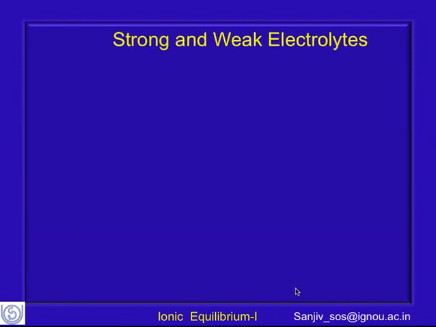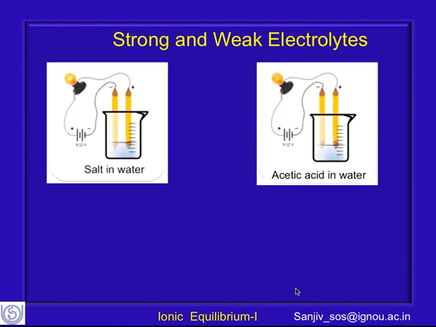Okay. Now, to understand what kind of electrolytes are strong or weak, let's try to take two different electrolytes. So I've taken salt in water here, and I've taken acetic acid in water. And again, I do the same mechanism there. I try to see whether they are conducting or not. And we find that both of them happen to be conducting.